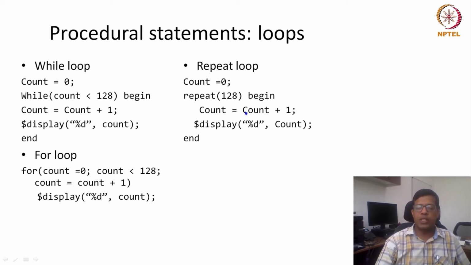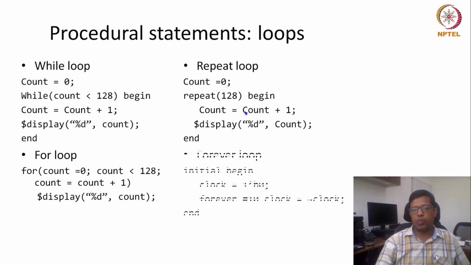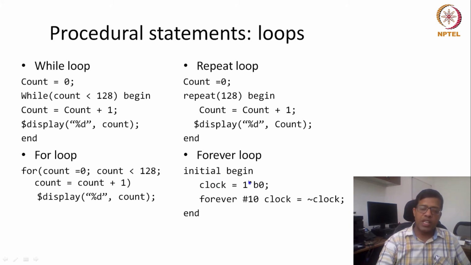Similar to repeat loop, there is another one which is called forever loop. In forever loop, the value of repeat is essentially infinite. It will keep on running. For generating signals like clock, this could be used. For example, it could be written in an initial block: we initialize some value of clock, and then we say forever, this will keep on executing that after 10 units of time, clock is equal to not clock.